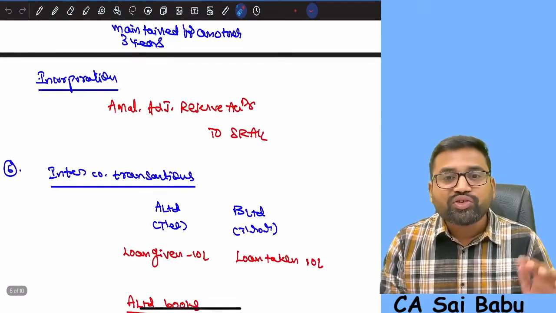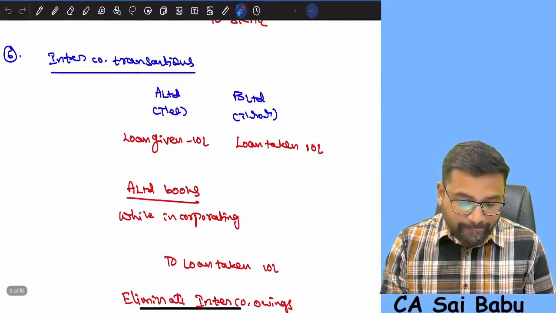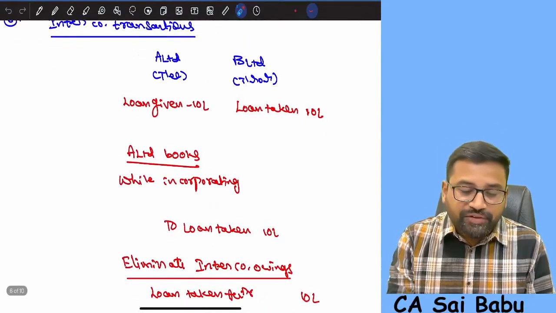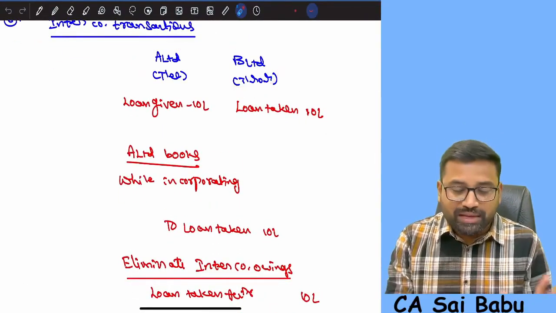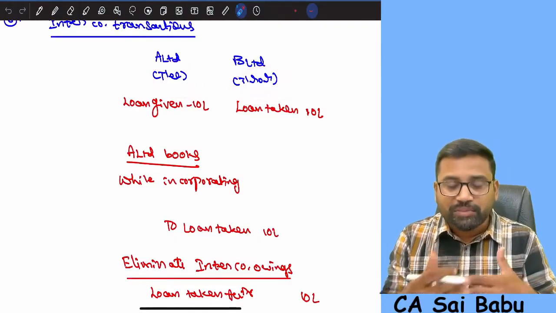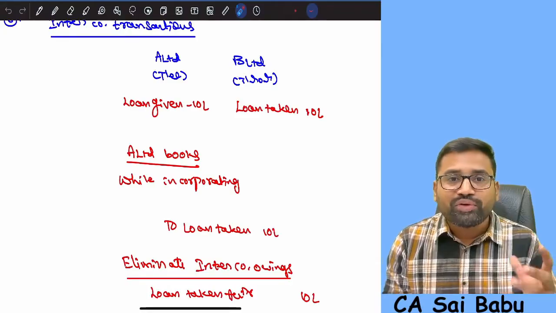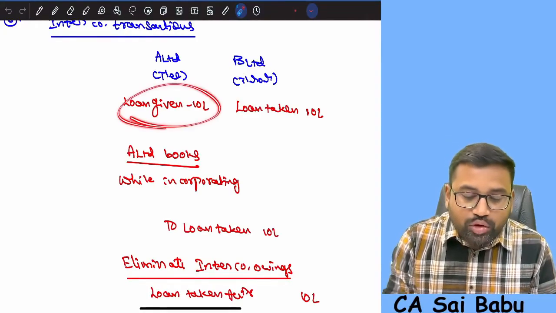And once the period is over, I will reverse this. Okay. And one more thing is intercompany transactions. Sir, between A Limited and B Limited, suppose, for example, transferee and transferor, before amalgamation there might be some transactions, and there must be some mutual debts or owings. For example, A Limited has given a loan to B Limited.